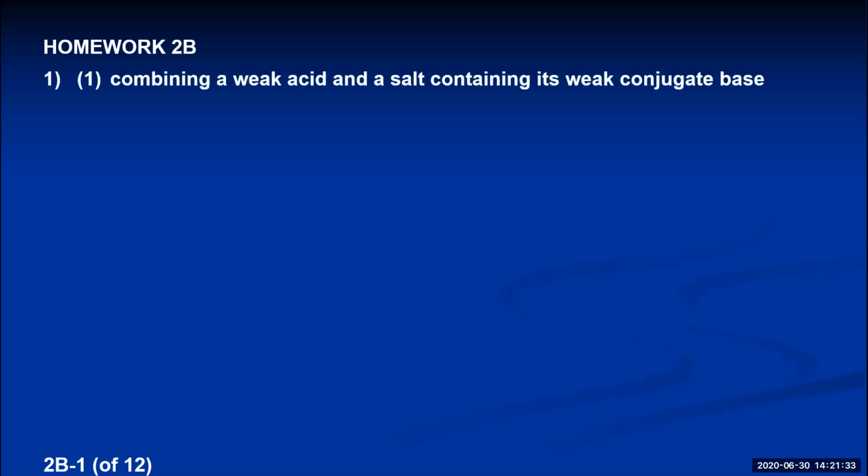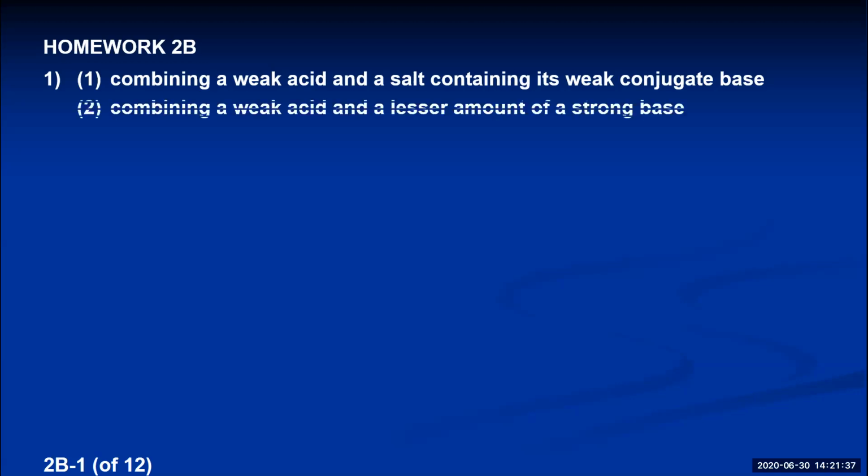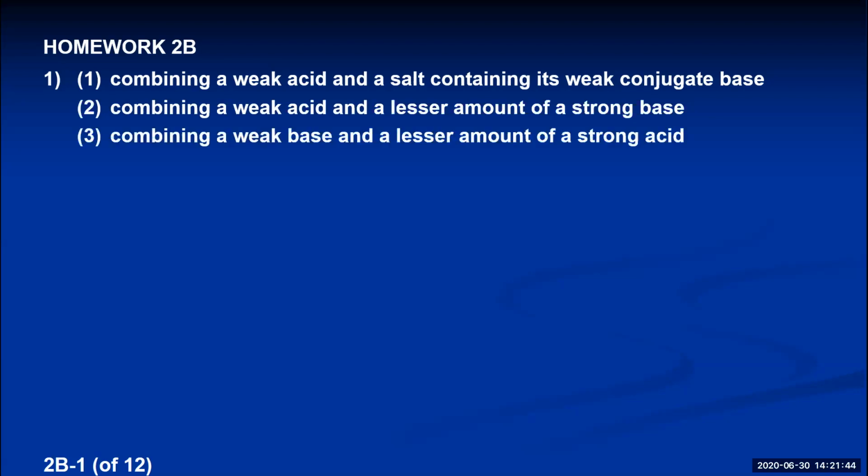These are the answers to homework 2B. Question number 1. Identify the 3 ways to prepare a buffer. 3 ways to do that are first, combining a weak acid and a salt containing its weak conjugate base. Number 2, combining a weak acid with a lesser amount of a strong base. 3, combining a weak base with a lesser amount of a strong acid.